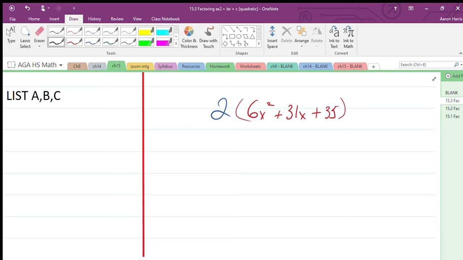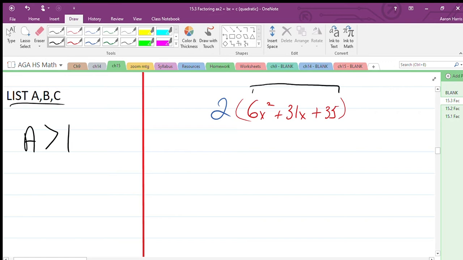Okay, so we're dealing with quadratics where A is greater than 1. Okay, so what's the next step that we have to do? We have to list A, B, and C. Now remember, this 2 is multiplied by everything. You can't get rid of it. But I'm only going to deal with the terms that are inside of the parentheses because that's where my quadratic is. So what is A?